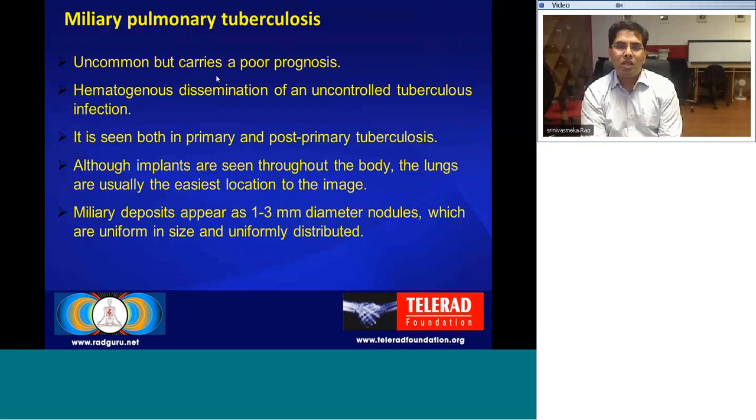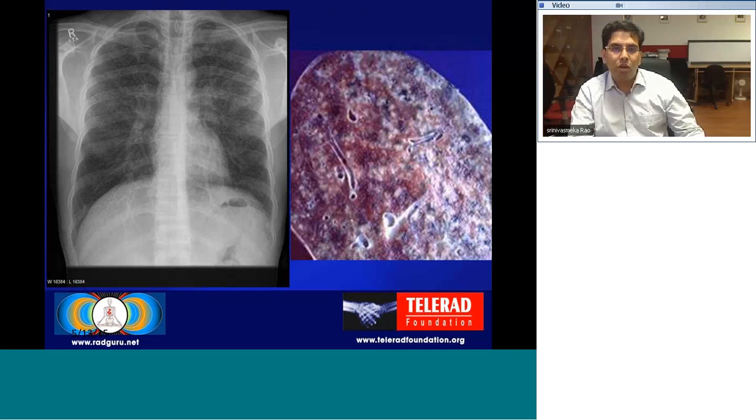Again, it's more common in immunocompromised patients. Even HIV patients are more prone to this miliary tuberculosis. Hematogenous dissemination is the cause for this. It is seen in both primary and post-primary. Although implants are seen throughout the body, lungs are usually the easiest location to image. The second commonest is the kidney. Miliary deposits are, as already described, 1 to 3 millimeter nodules, which are uniform in size and uniformly distributed. An example of miliary tuberculosis.